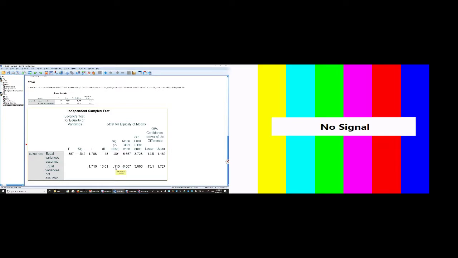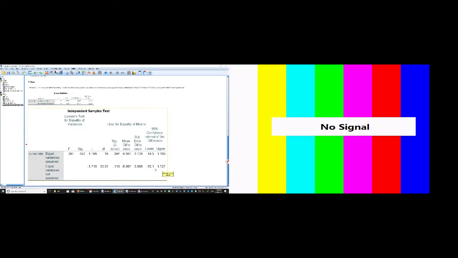All right, so the p-value we would get by using SPSS is 0.055, which is still similar to the p-value we calculated by hand. And we also have our confidence interval for the difference here. So from minus 15.1 to 1.727.